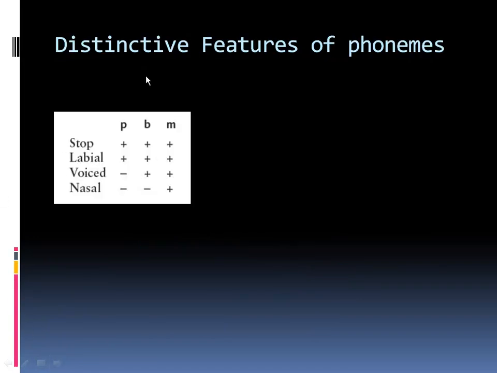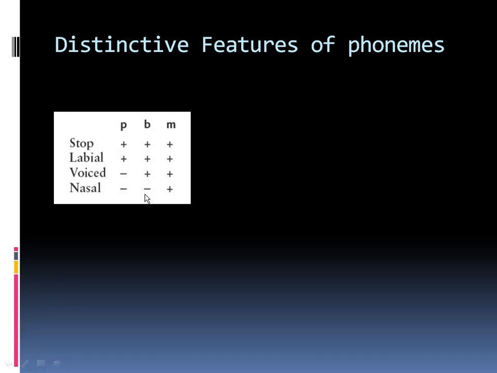Okay, distinctive features of phonemes. Let's look at the bilabial consonants: p, b, m, three sounds, right? What makes p and b different? They're identical in all these features, except voicing, right? Voicing: remember, you put your fingers on your vocal cords and see if the vocal cords vibrate. P, no vibration. B, vibration, right? Okay, how about b and m? They're identical only in one regard.